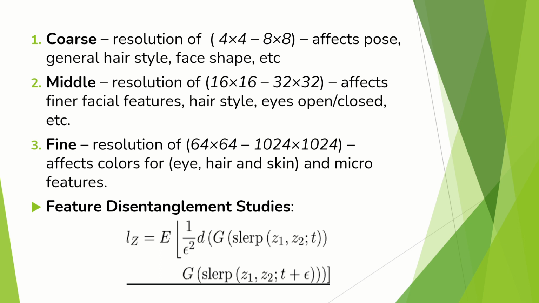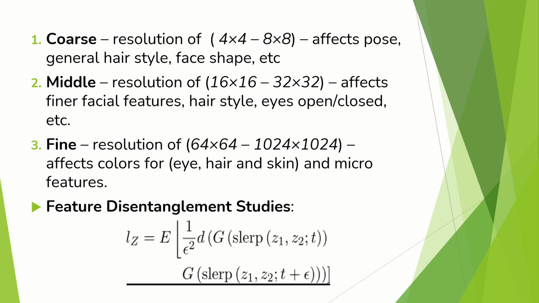The author of this paper also varied noise between these levels. This noise takes over the control of the change in style at these levels. For example, noise at the coarse level causes changes in the broader structure, while at the fine level it causes changes in the details of the image.